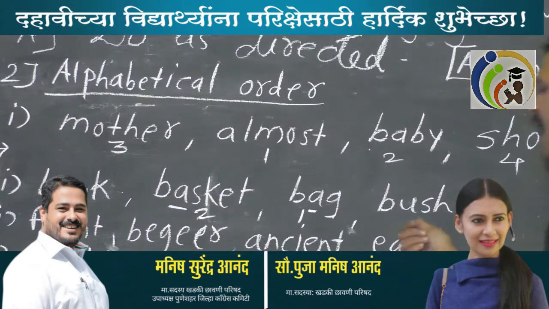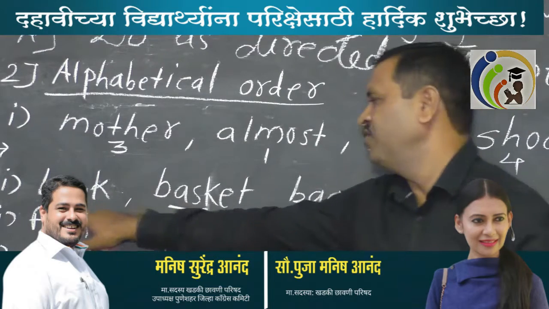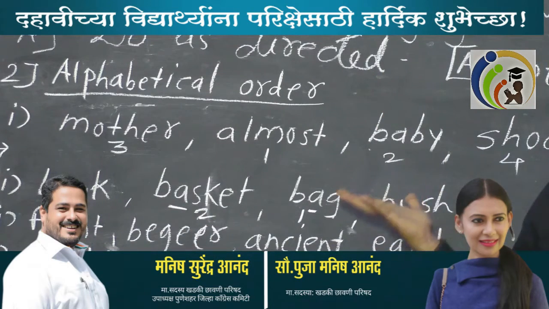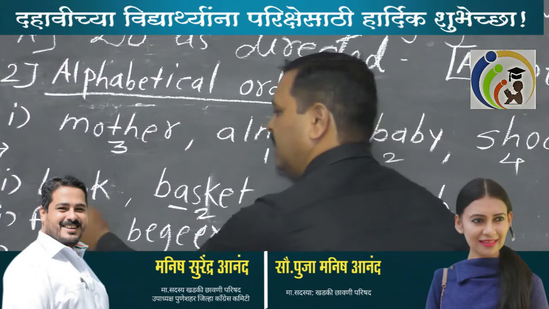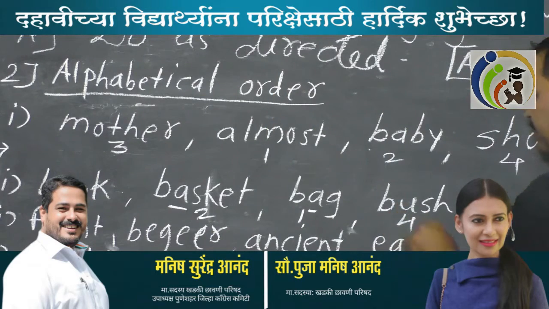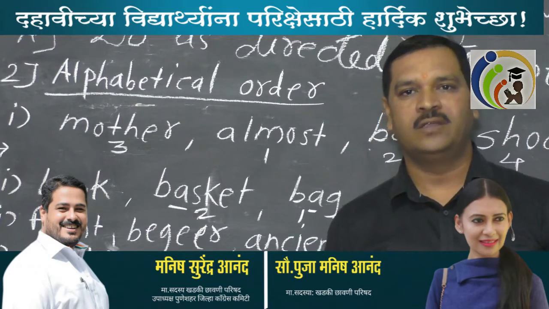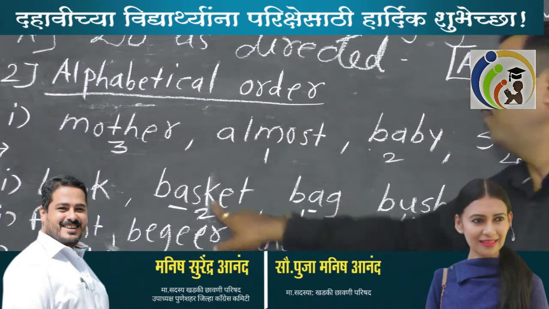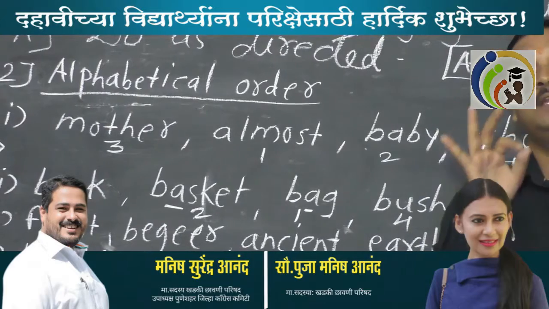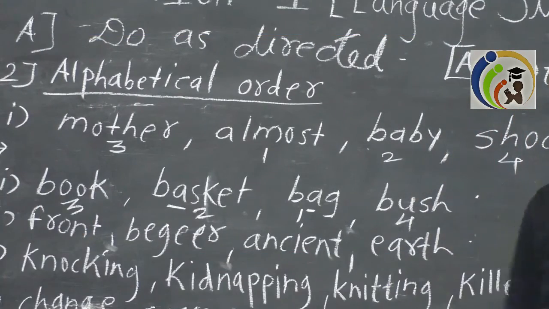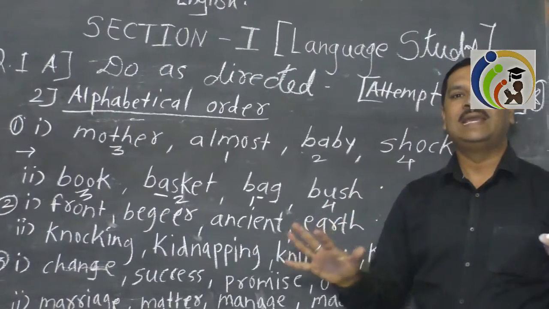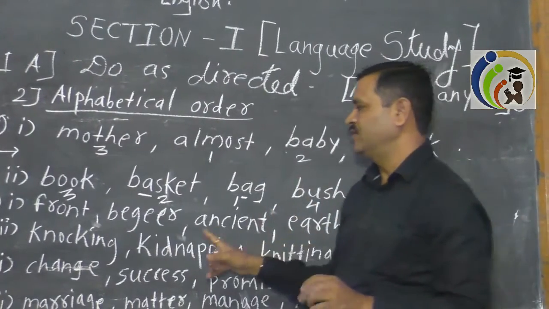Then book and bush. B is the common letter. O is first or U? Obviously O is first. So put third here and fourth here. Putting the number is not mandatory, is not necessary. But if you are putting the number, it means definitely your answer would be clear. Now go to the next one.